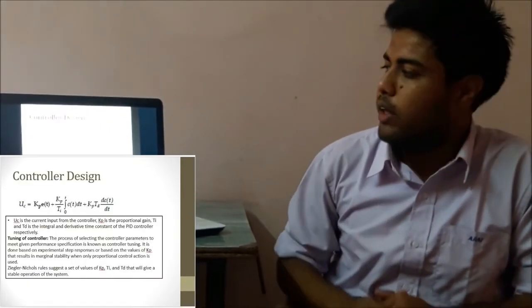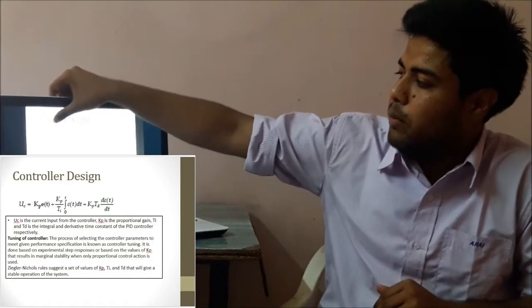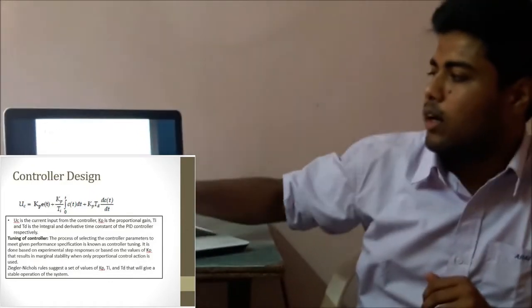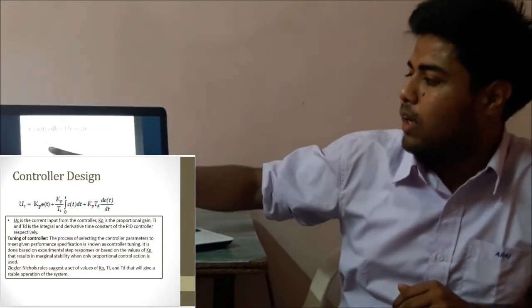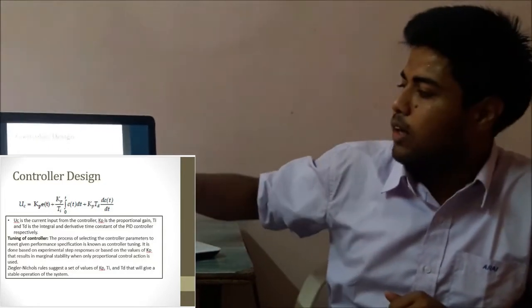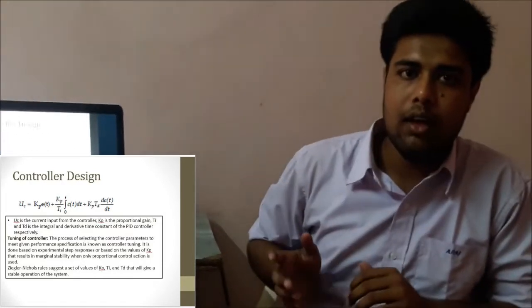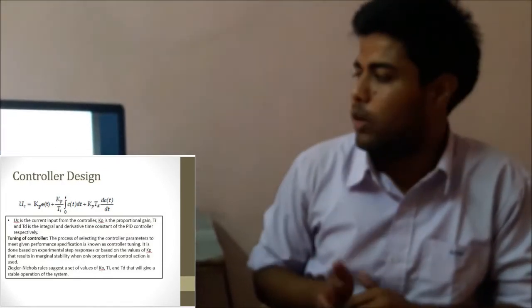So now I'm going to tell you about the controller design. This is the mathematical formula which we use for the overall calculation. Here Uc is the current input from the controller, and Kp is the value of proportional gain, where Td and Ti are the derivative time and integral time with respect to controller design.